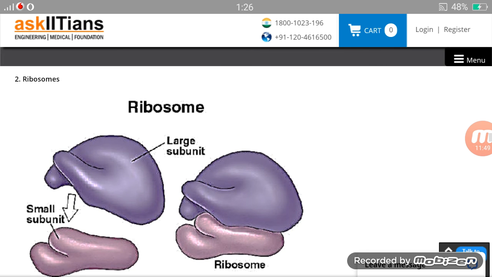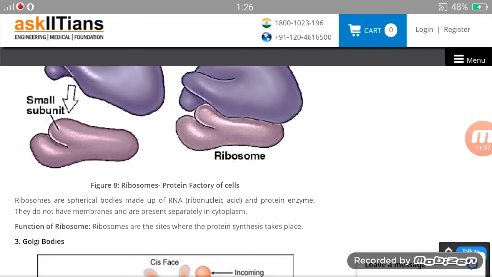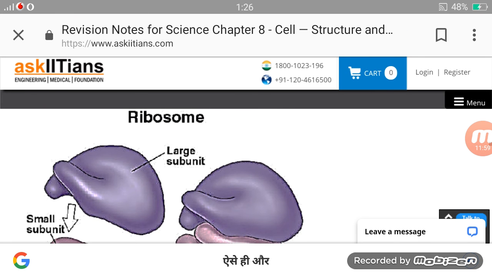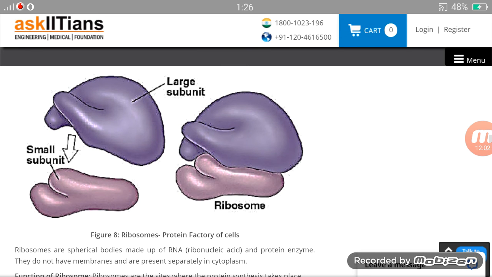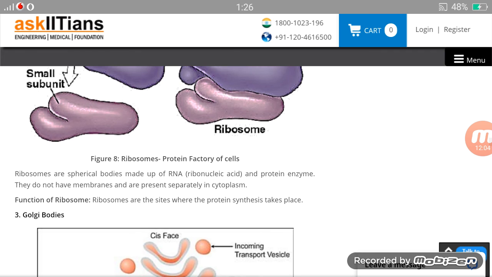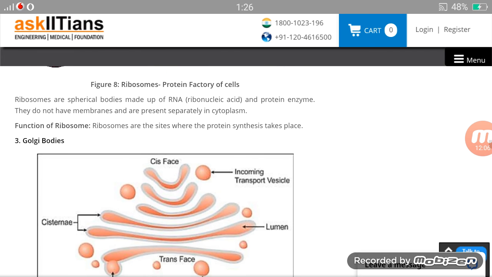Then second is ribosomes. So firstly observe this picture: small subunit, large subunit and ribosome. There is a small subunit and the upper one is the larger subunit, and both together form a ribosome. Ribosomes are also called the protein factory of cells. This is an objective kind of question or MCQ type of question, so you should note this.